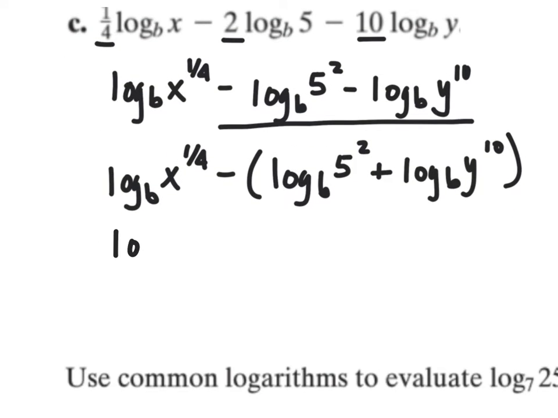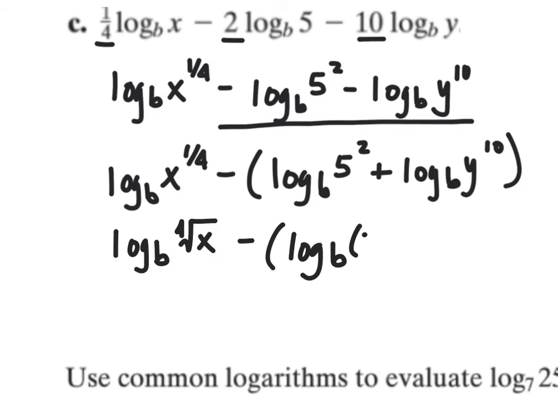Here's what we're going to get. So I've got log base b, x to the 1/4 power is really just the 4th root of x, minus log base b of 5 squared, which is just 25. So let's do log base b of 25 times y to the 10th. And that's what I've got. So I've condensed this. I've turned this into a single logarithm here, and done that part first.